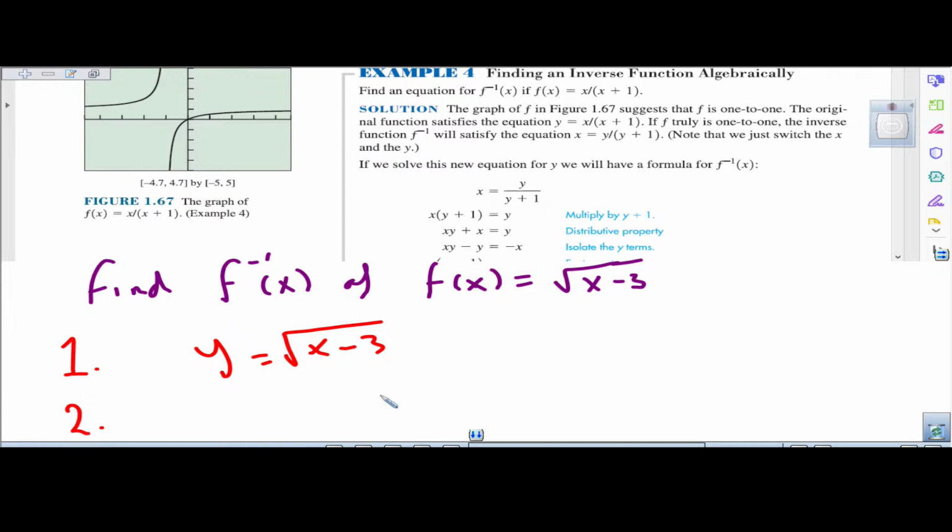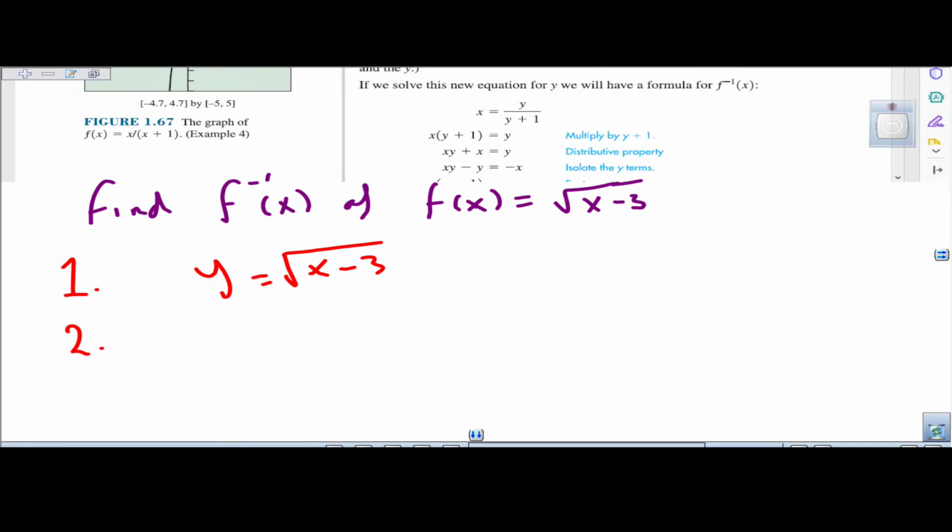Second step. What is the second step? Change x's to y's. That's right. I'm going to swap the x's and y's. So this is going to be x equals square root of y minus 3. And step number 3, what do you think step number 3 is going to be? I'm looking at chat and comments, and switching the x and y I did, and then solve for y. That's true. I'm going to solve for y.